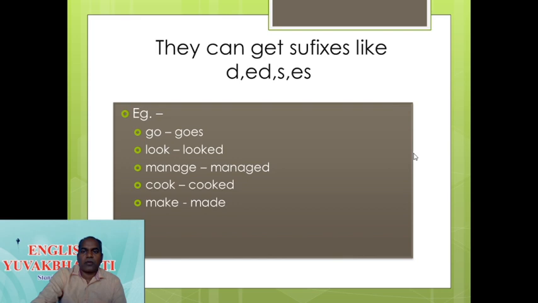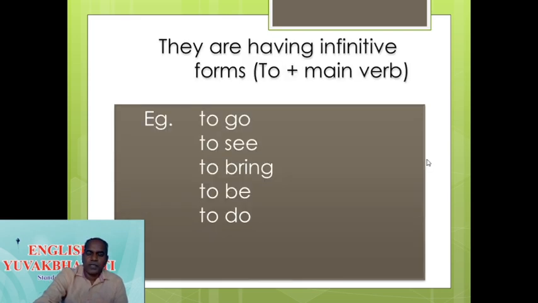So this is all about the first statement. And also they have infinitive forms. To go, to see, to bring, to be, to do. These are the infinitive forms. So main verbs have infinitive forms.